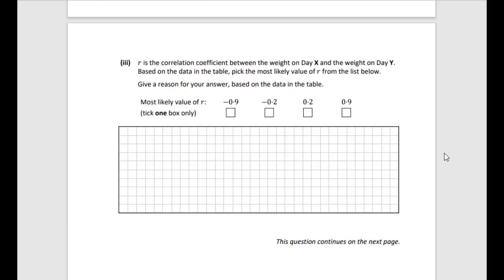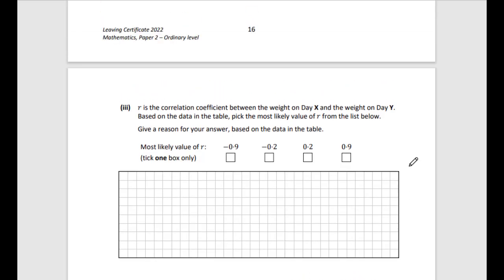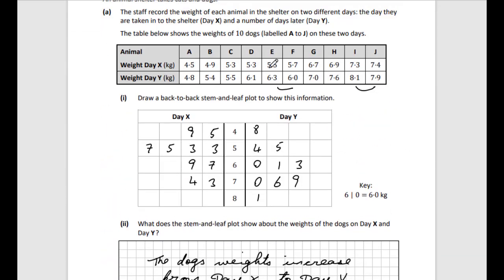R is the correlation coefficient between the weights on day X and the weights on day Y. Based on the data in the table, pick the most likely value of R from the list below. Give a reason for your answer based on the data in the table. Okay, so if we look at the data in the table here, we can see that the weights increase anyway, so it's going to be a positive correlation.